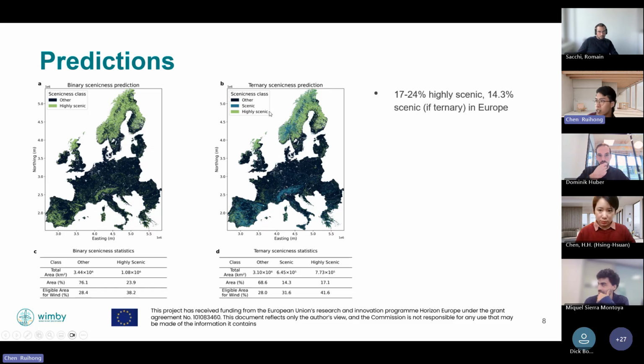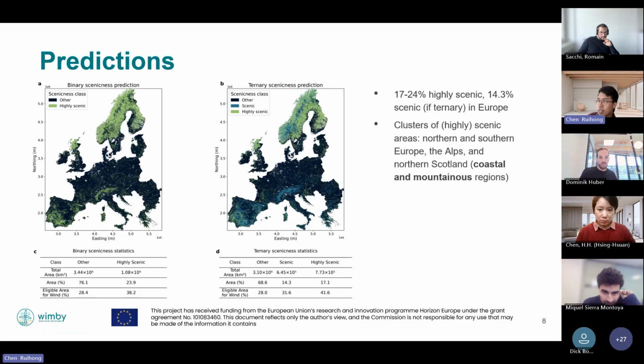And yeah, according to the results, we rated around 17 to 24% as highly scenic, exceptional scenicness value across Europe, and around 14.3%, as you can see here, in the ternary model. That's in the intermediate class. And you can see there's a cluster of highly scenic areas. That's Northern and Southern Europe, and the Alps, also Northern Scotland, and these are mostly the coastal and mountainous regions.